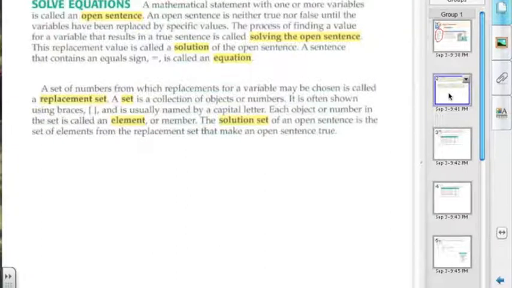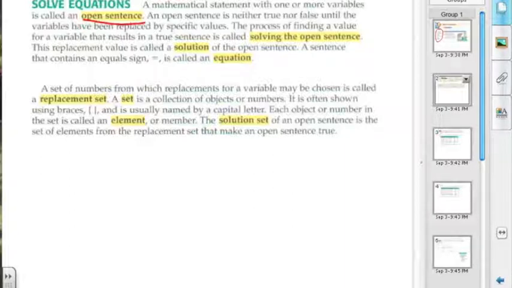So, when you solve equations, a mathematical statement with one or more variables is called an open sentence. So we're going to be solving equations today. A mathematical statement with one or more variables is called an open sentence. An open sentence is neither true nor false until the variables have been replaced by specific values.